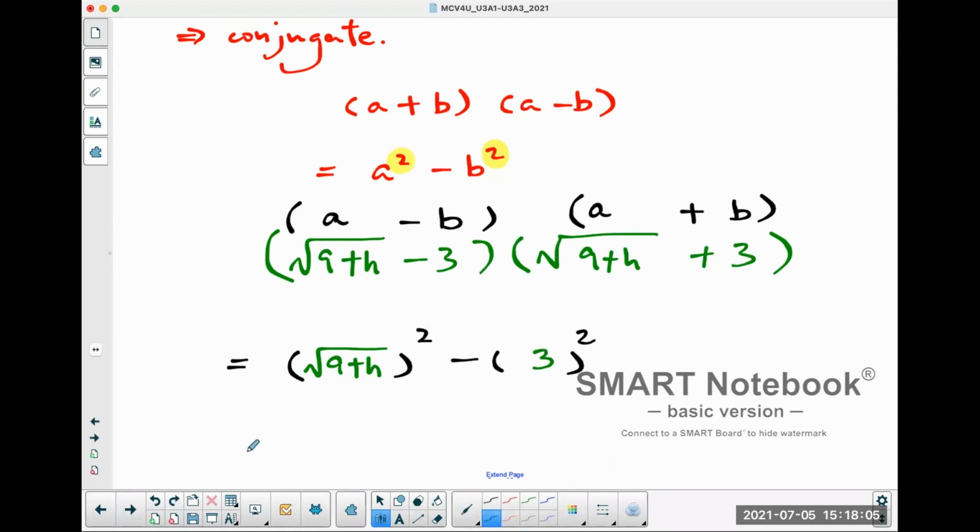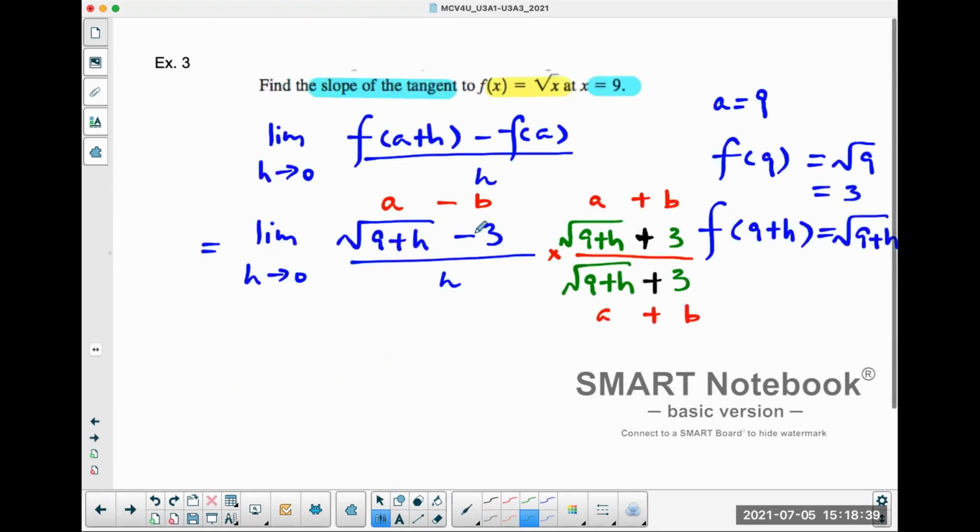What happens when you square the square roots? Well, it simply removes the square roots. And 3 squared is 9. And what do you get when you do 9 plus h minus 9? Everything cancels out. You're left with the letter h. That's it. It may seem very complicated initially, right? But when you expand it, a squared minus b squared, all you're left with is just the letter h. So the numerator, everything multiplied, is the letter h.